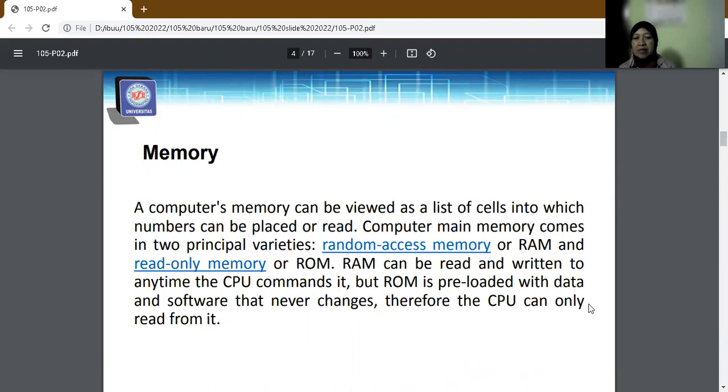So there are 2 parts, RAM and ROM. It means the computer memory can be a list of cells into which numbers can be placed or read. So there are 2 principal varieties, RAM and ROM. Okay, I think you know exactly, every day and every time, what RAM is and what ROM is.